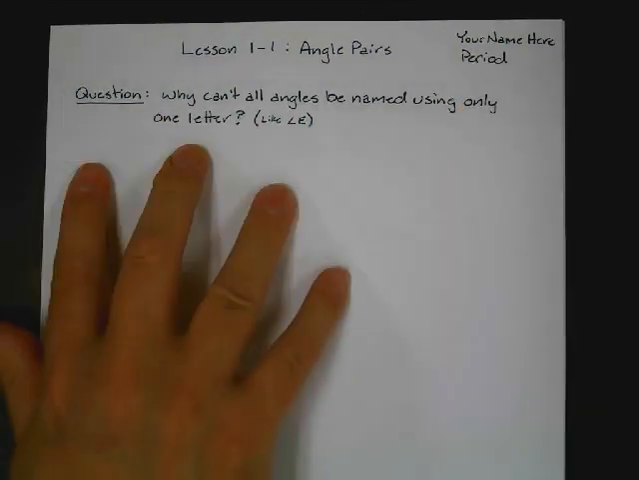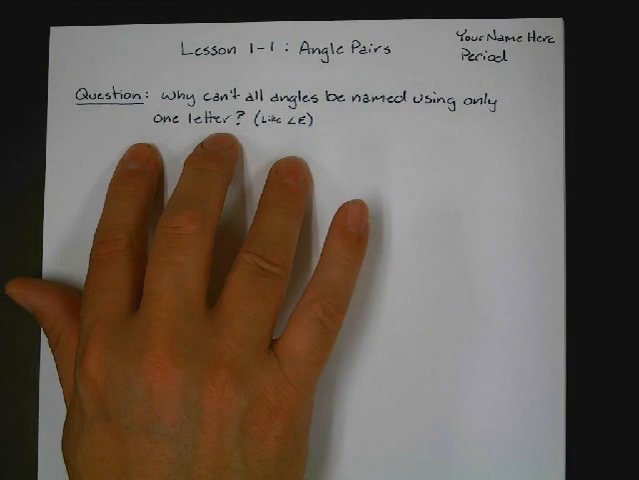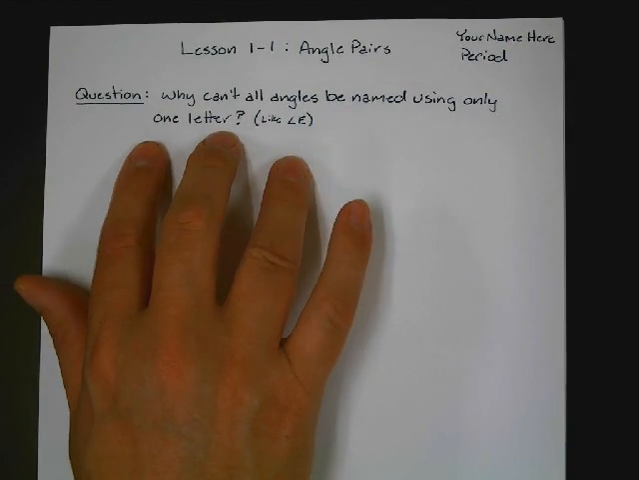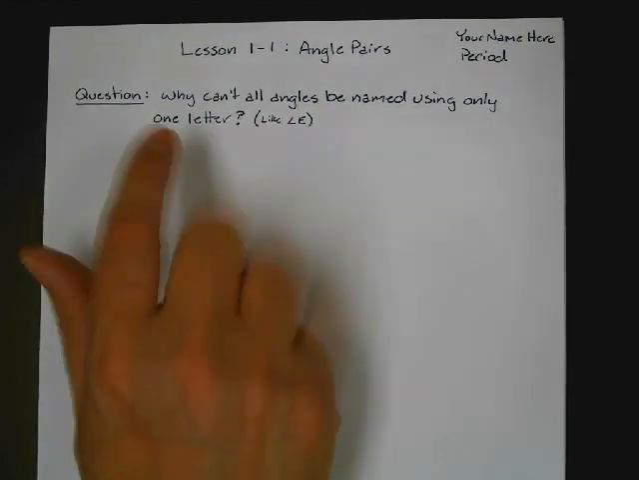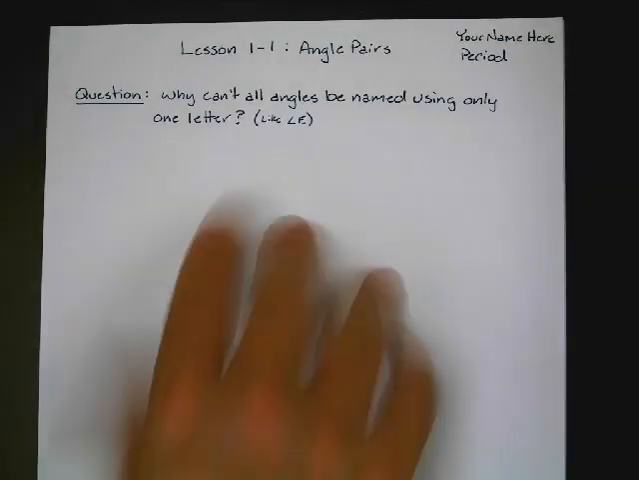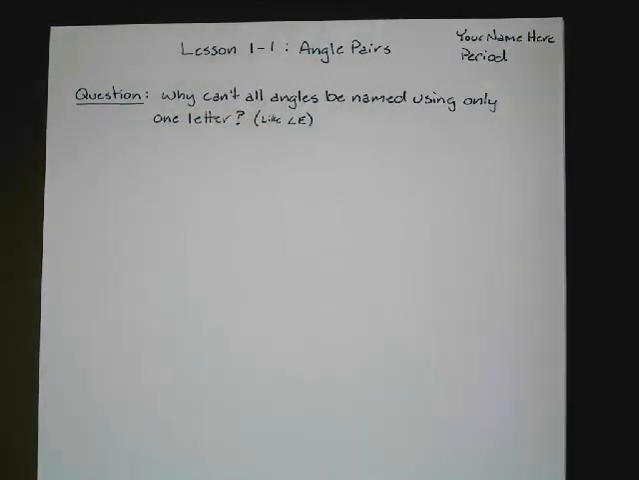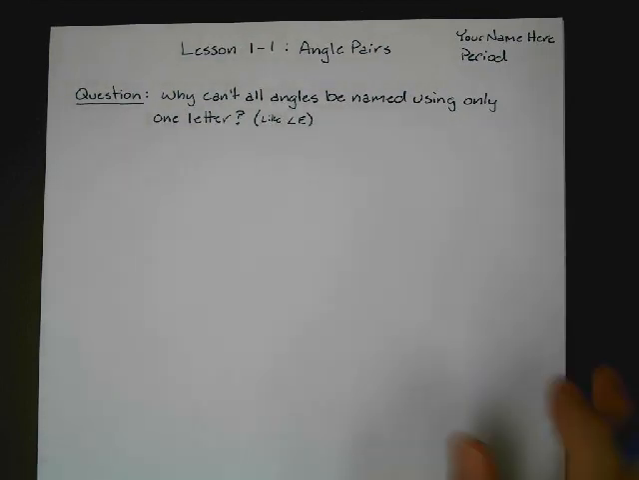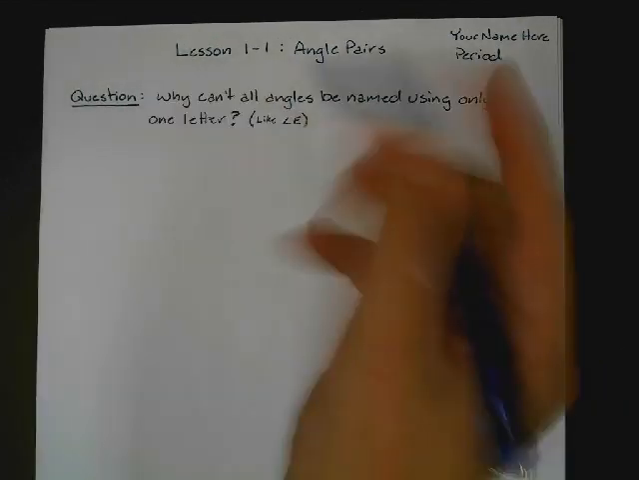Our question, this is going to be something that you answer at the end as a summary. So our question today, which after the notes you should be able to answer, is why can't all angles be named using only one letter? So why can't you just call them angle E or angle B or angle F? There's certain situations where that does not work. So we would need to keep that in mind because that can be a little bit tricky when we're naming our angles. All right, so let's just talk about how to name an angle.